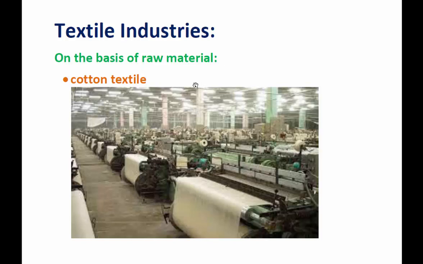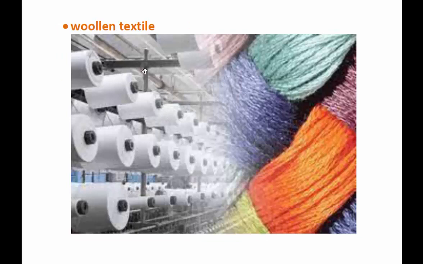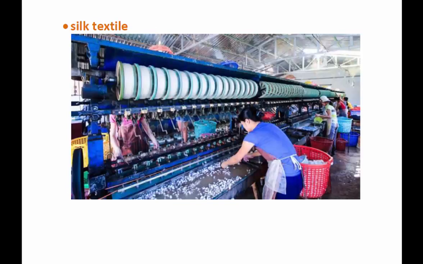Cotton textile industry uses cotton as a raw material, and they produce different types of clothes. Okay, so next one is woolen textile industry. Woolen textile industry produces different types of wools for making different types of clothes. Silk textile industry uses the silkworm, you can see from the picture right here, and they produce different types of textile or silk clothes.